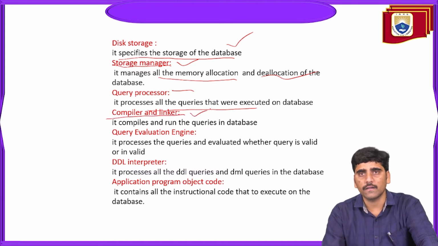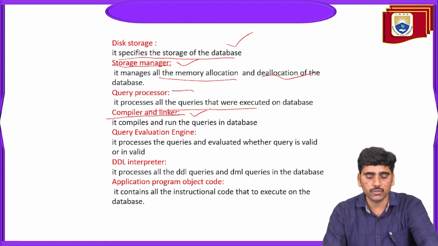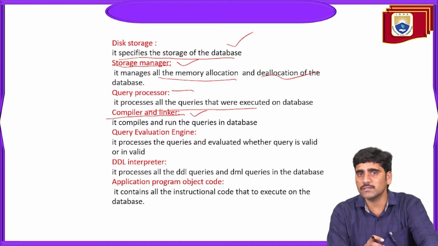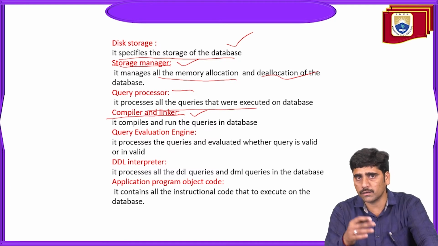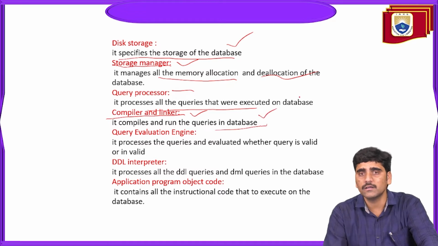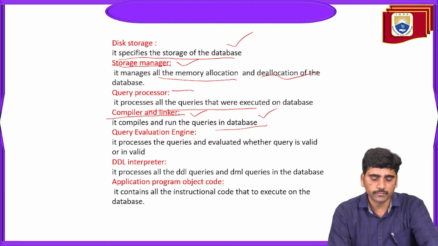And the fourth one is the compiler and linker. The compiler compiles the programs and the queries, and the linker will link the object of the queries that have to be executed. Whatever queries are linked to a particular table or particular object will be linked to the database, and it displays the result of those queries.